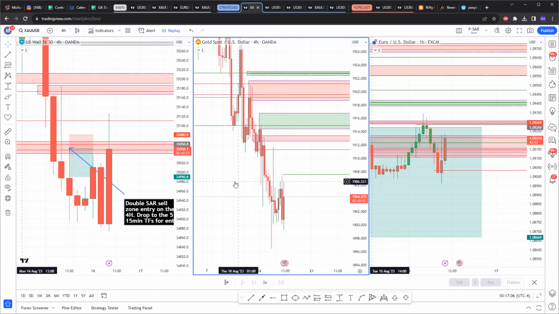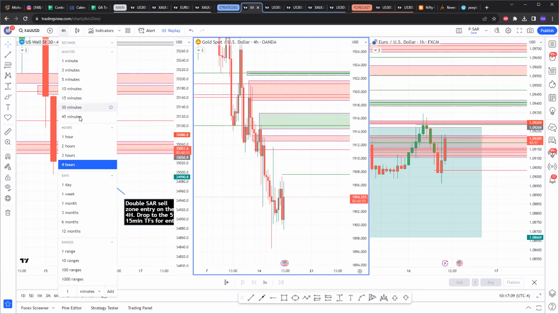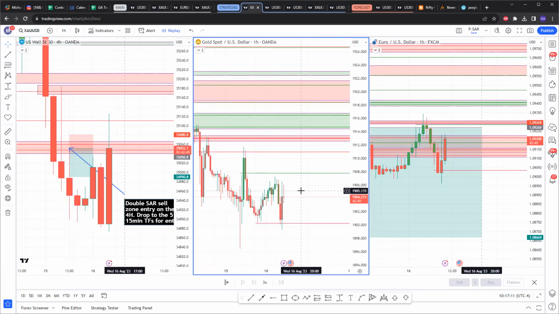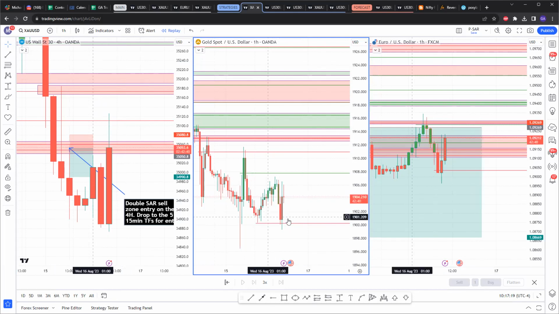So like gold, there's nothing, unless I'm just trying to force something. Because nowadays I just stick to the 4 hour and 1 hour, identify those zones, and then when price comes to me in those zones, I just enter my trade there.